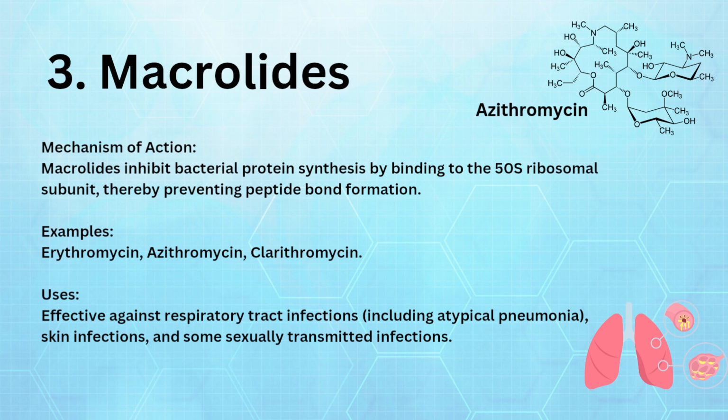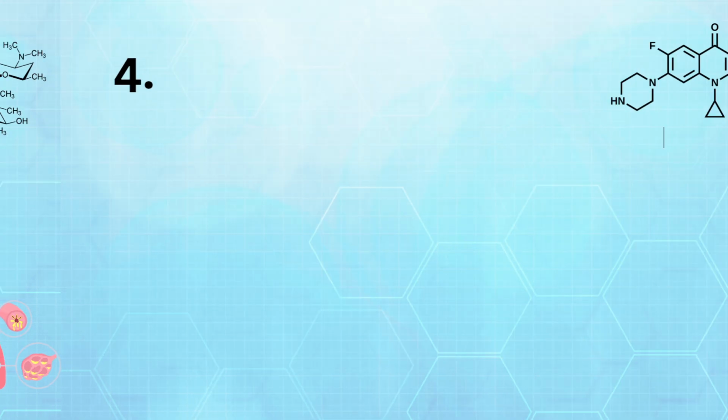These antibiotics are commonly used for respiratory tract infections, including atypical pneumonia, skin infections, and sexually transmitted infections like chlamydia. Azithromycin is often preferred for its shorter treatment course and fewer side effects.